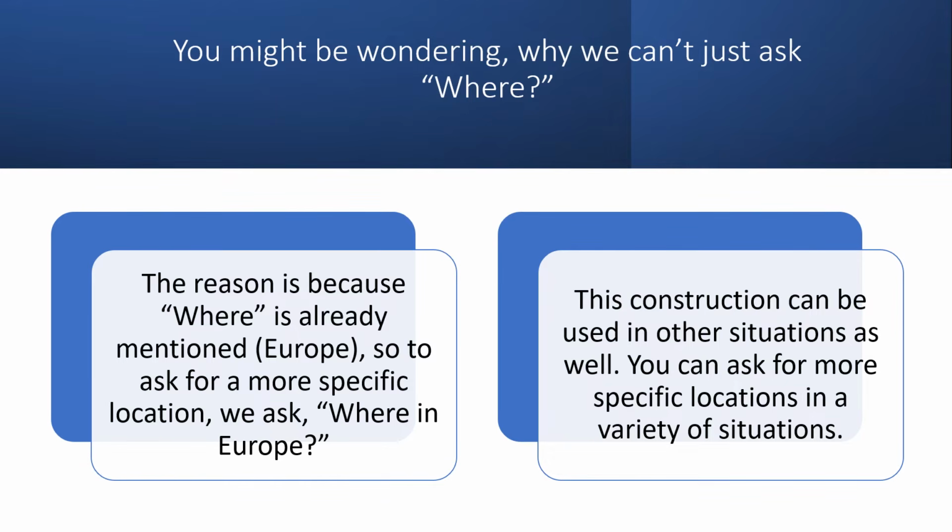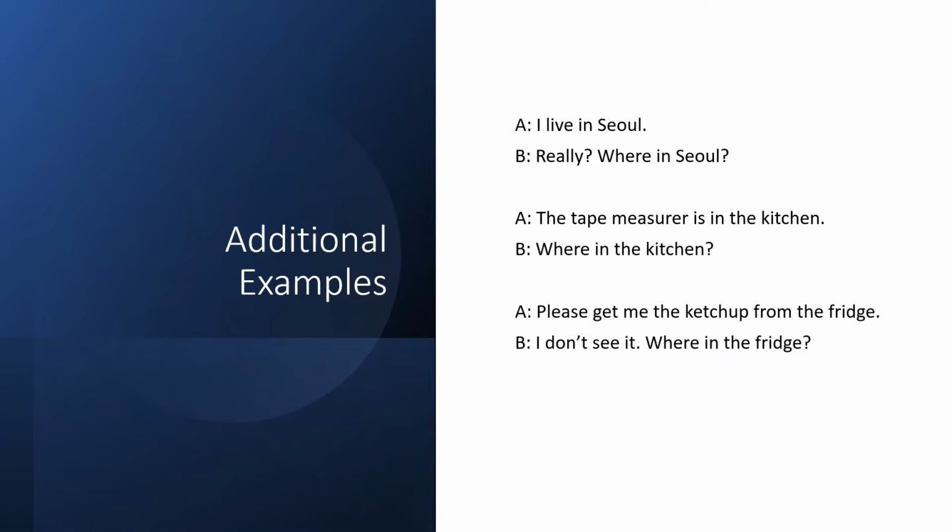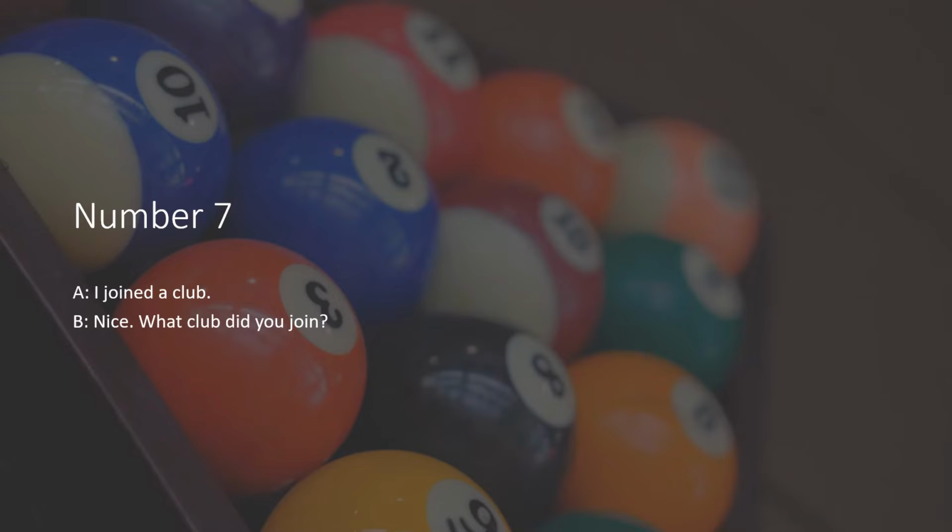This construction can be used in other situations as well. You can ask for more specific locations in a variety of situations. For example, I live in Seoul. Really? Where in Seoul? Or, the tape measure is in the kitchen. Where in the kitchen? And, please get me the ketchup from the fridge. I don't see it. Where in the fridge? And if you don't know, fridge is short for refrigerator. Let's continue to number 7.